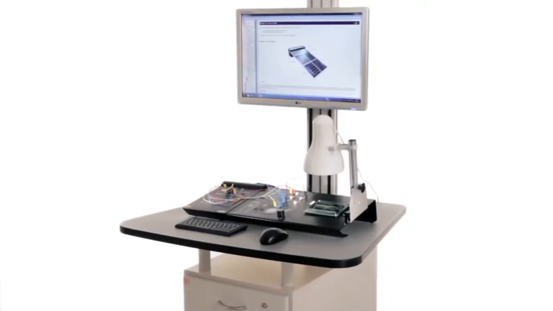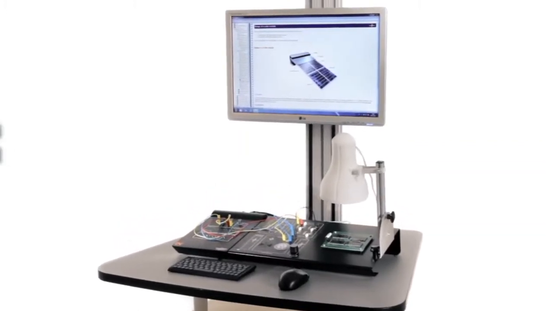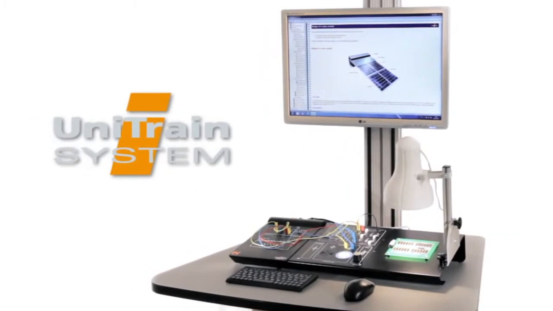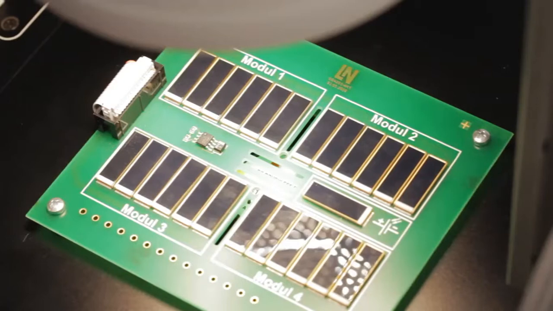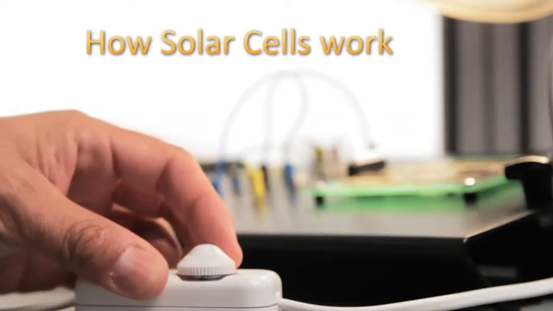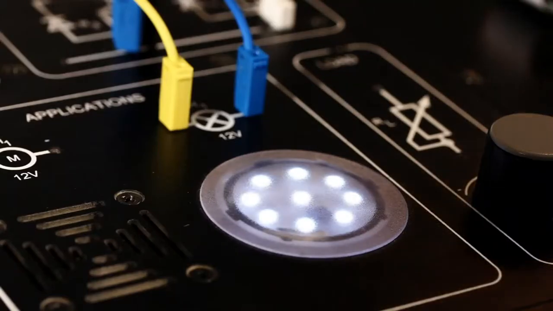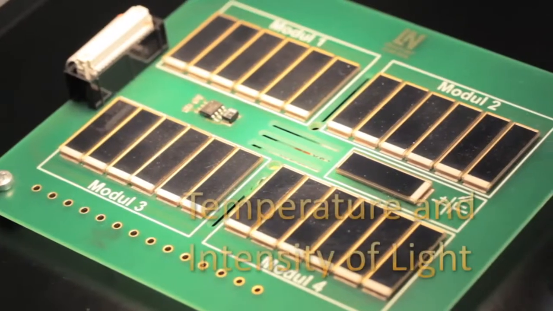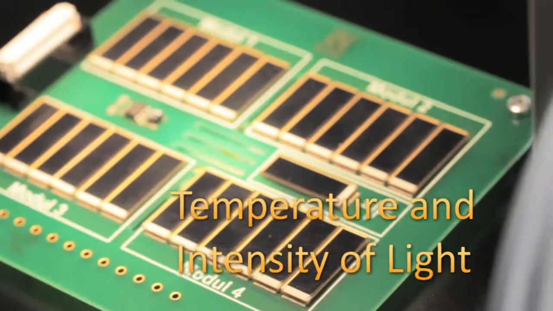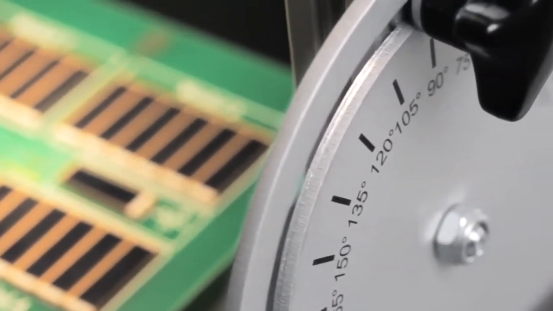With Lukas Nüller's Photovoltaics course, students can learn how solar cells work. The Unitrain system teaches practical know-how rather than just dry theory. Experiments show the way solar cells operate. A variety of parameters can be investigated, including the effect of temperature and the intensity of the sunlight. The angle at which the light strikes can be modified as well.